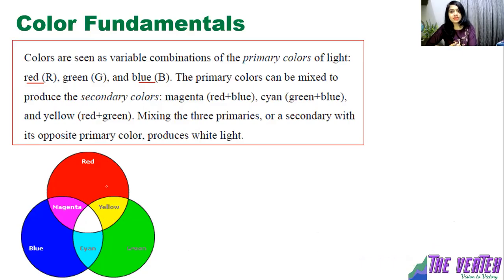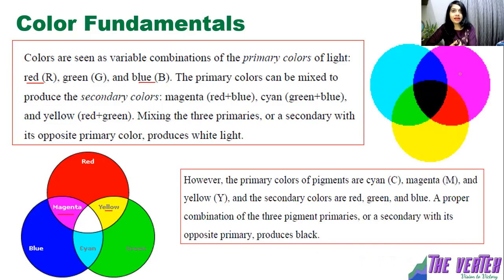That means when we mix red and green, we get yellow. When we mix red and blue, we get magenta. And when we mix green and blue, we get cyan. Similarly, these are secondary colors, and when we mix secondary colors, we get primary colors. That is, when we mix cyan and magenta, we get blue, and so on.